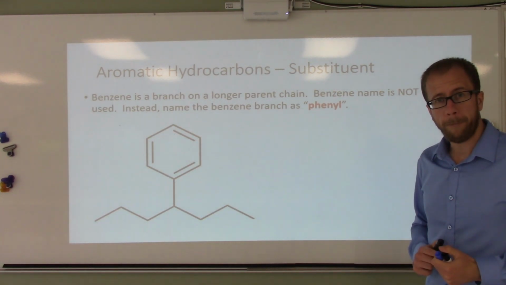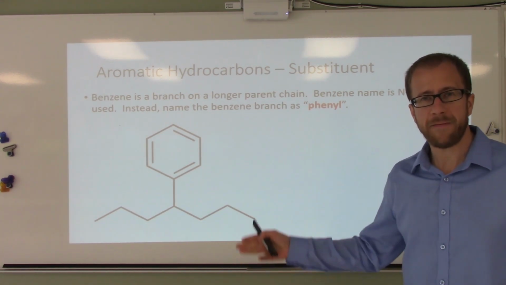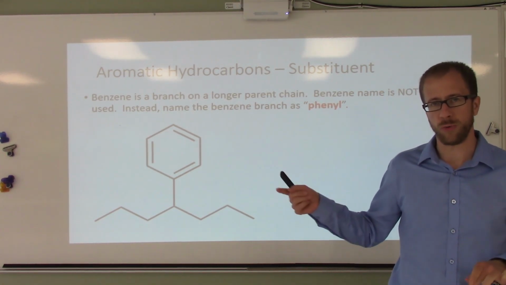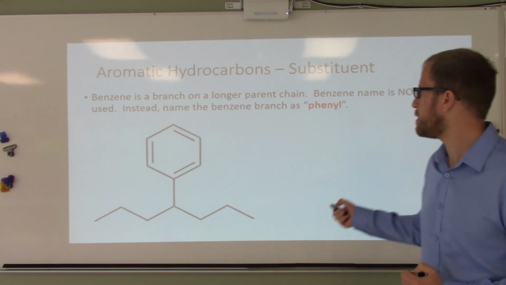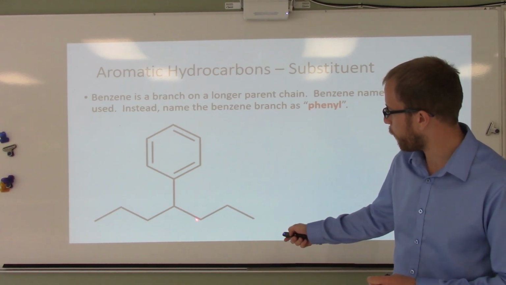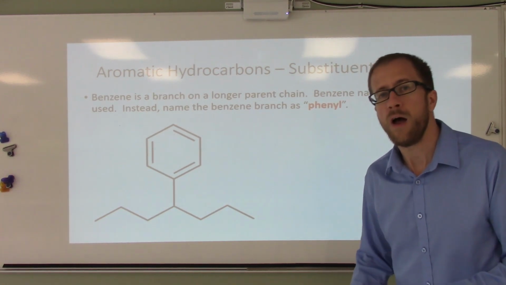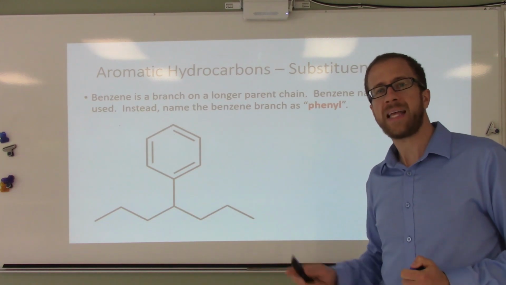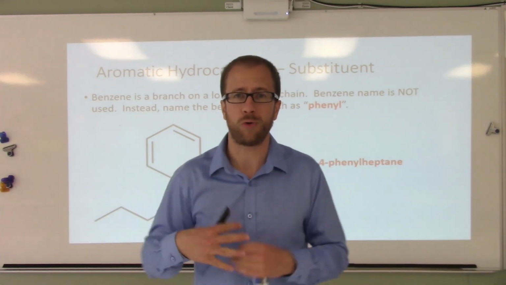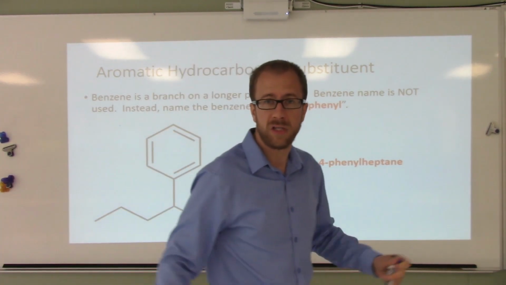So case number one. Here we have a benzene ring attached to a hydrocarbon that is 7 carbons in length. So we are going to treat this benzene as a substituent group, and the name of that group is phenyl. So how would I name this? Well, our carbons are 1, 2, 3, 4, 5, 6, 7, so we have our benzene at carbon 4. So this would be 4-phenylheptane. So we treat this benzene ring, if it's on a long hydrocarbon chain greater than 6 carbons, as a substituent group just like any of our other substituent groups.